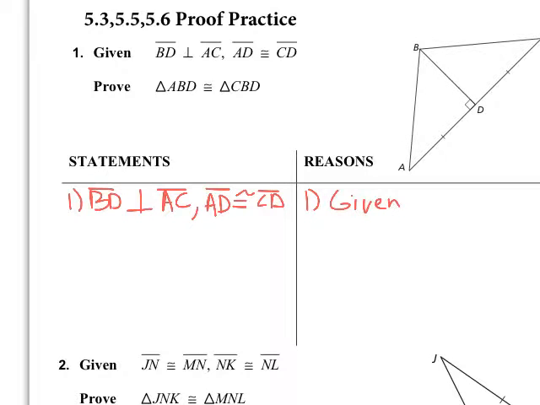Before we get too far into this proof, we want to think about what we're trying to prove. So we are trying to prove that those two triangles are congruent, right? And we just learned a whole bunch of different ways to prove that triangles are congruent. We have side-side-angle.